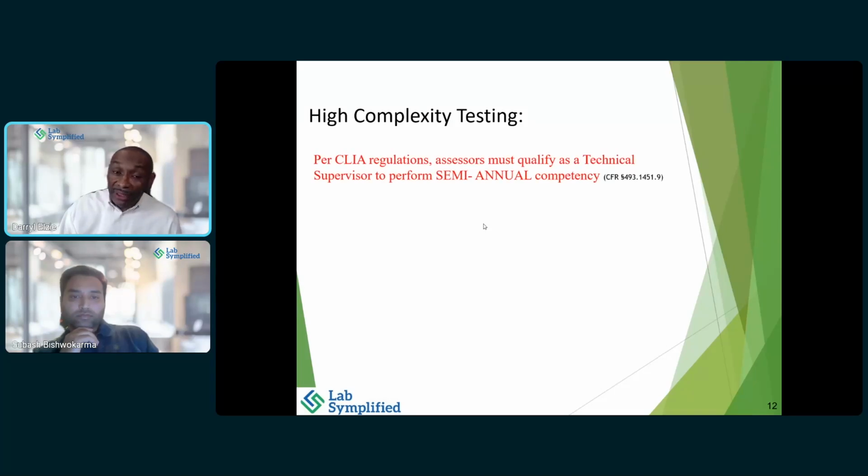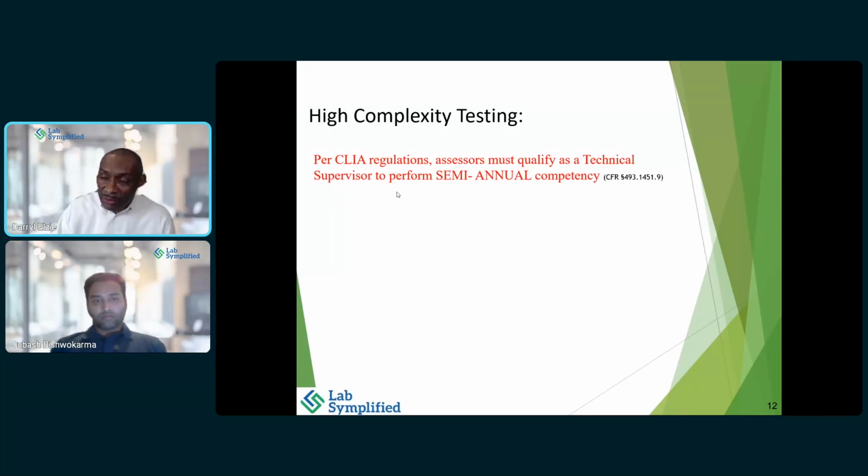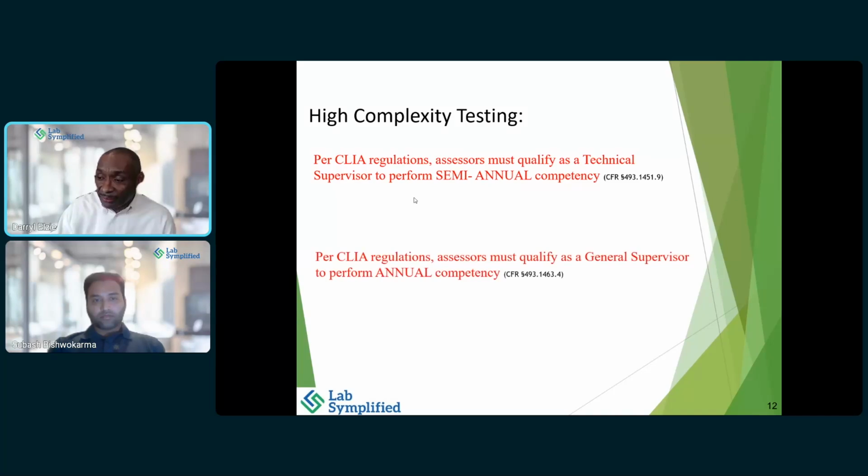High complexity testing, there's a change there too. Per CLIA regulations, assessors must qualify as a technical supervisor to perform semi-annual competency. This is a regulation here. If you look under the technical supervisor, we talked about the delegation in the CFR. It does not say you can delegate the semi-annual competency, however, this statute here has not really been enforced. Most inspectors, even CMS inspectors, were just looking to make sure that the semi-annual competency was done, even if the final assessment was done by what we call a general supervisor.